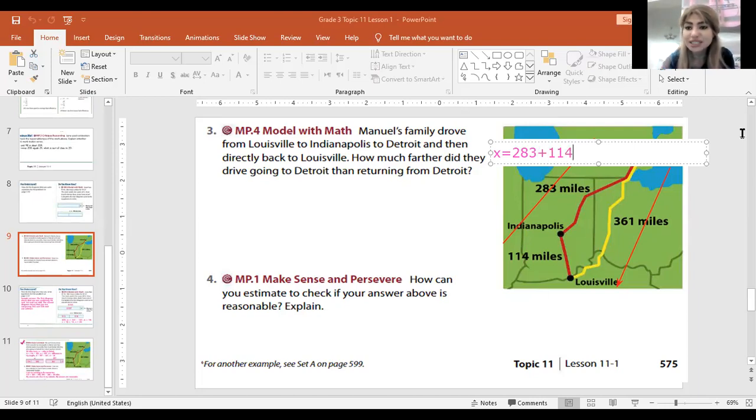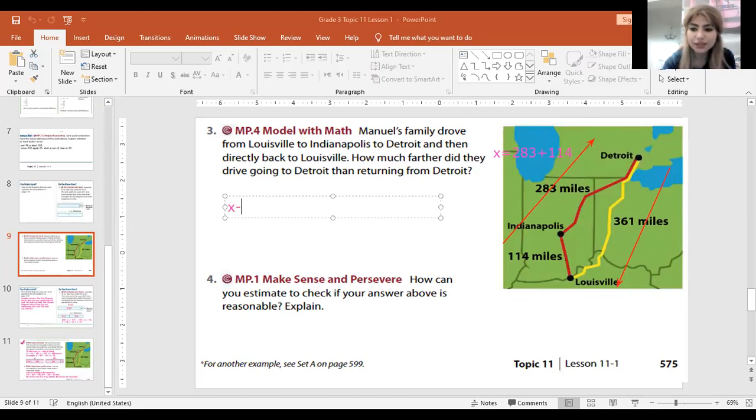And the answer, which is X, I will do X minus the second step. It will be X minus 361 miles. It will give me how many miles is the difference. How much farther did they drive? These are the two steps to solve this equation. I used addition and subtraction.